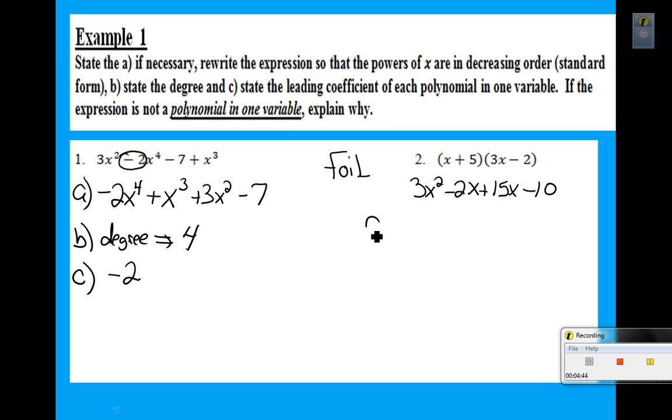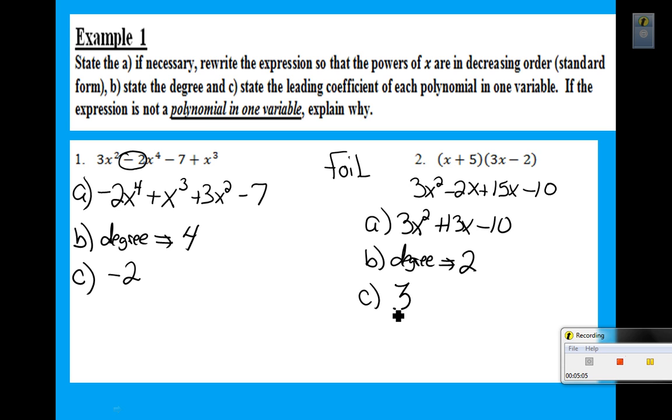Now, for part A, let me put this thing in order. I got 3x squared plus 13x minus 10. For my part B, the degree of this would be a second degree. The leading coefficient is the number in front of the squared, which is a 3. That's all there is to this first part.